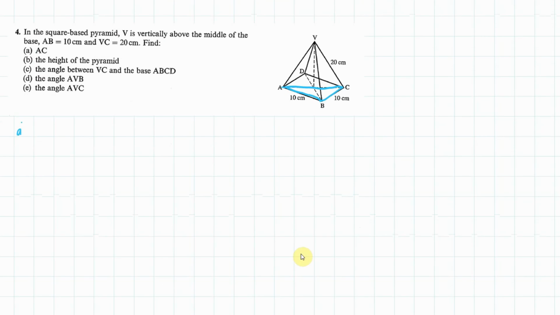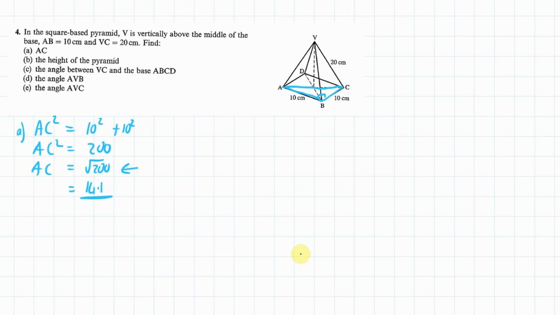So AC squared equals, and you can see we've got a right angle here, can't we? So AC is the hypotenuse. So AC squared is equal to 200. So AC is equal to the square root of 200. And if we wanted to, we could round that to 3 significant figures, which is 14.1. Obviously, this here is your more accurate answer, but they might ask you to write it in 3 significant figures.